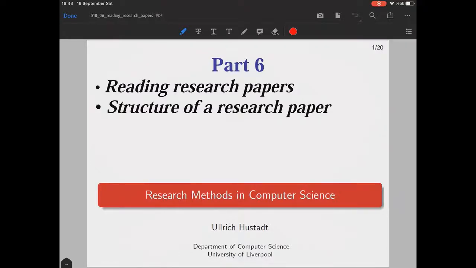In this session, we will talk about reading research papers and also about the structure of a research paper.